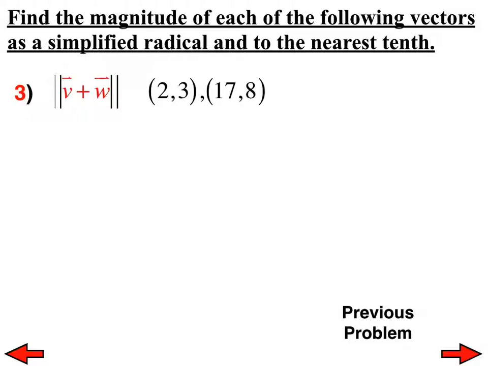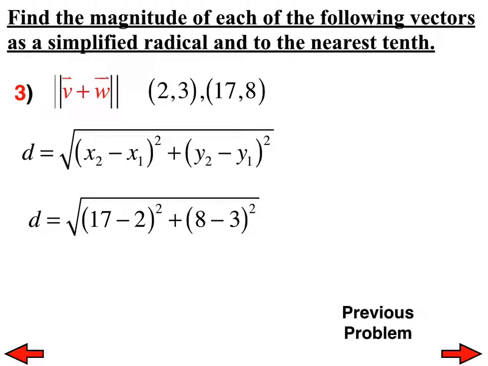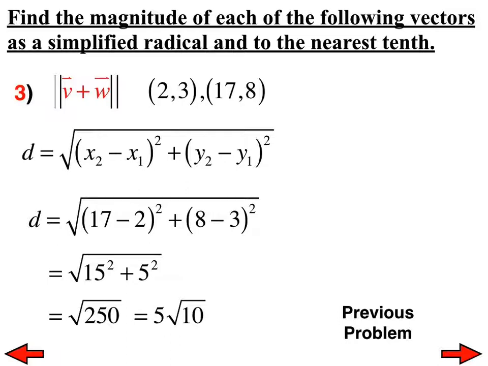Once again, in all of these magnitude problems, you could use the Pythagorean theorem if you wanted to, but I'm going to stick with the distance formula. And so when we find the magnitude of the resultant vector, we end up with the square root of 250, which I know can break up into square root of 25 times square root of 10. So that's 5 root 10 as a simplified radical. And then square root of 250 to the nearest tenth is 15.8. So the magnitude of the resultant vector is 15.8.